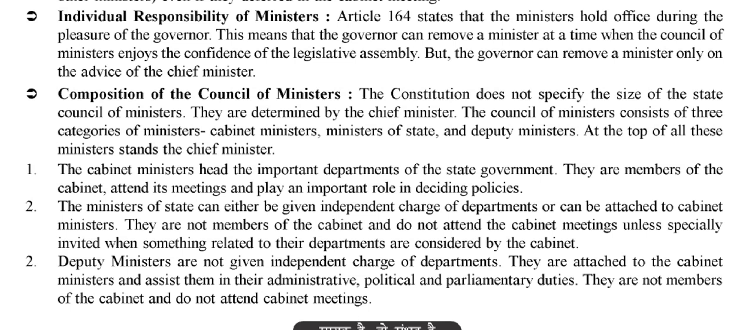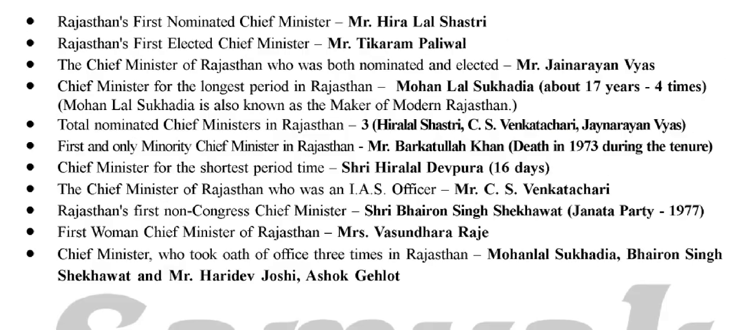The ministers of state can either be given independent charge of a department or can be attached to cabinet ministers. They are not members of the cabinet and do not attend cabinet meetings unless specially invited when something related to their department is considered by the cabinet. Deputy ministers are not given independent charge of a department. They are attached to the cabinet ministers and assist them in their administrative, political and parliamentary duties. They are not members of the cabinet and do not attend cabinet meetings.